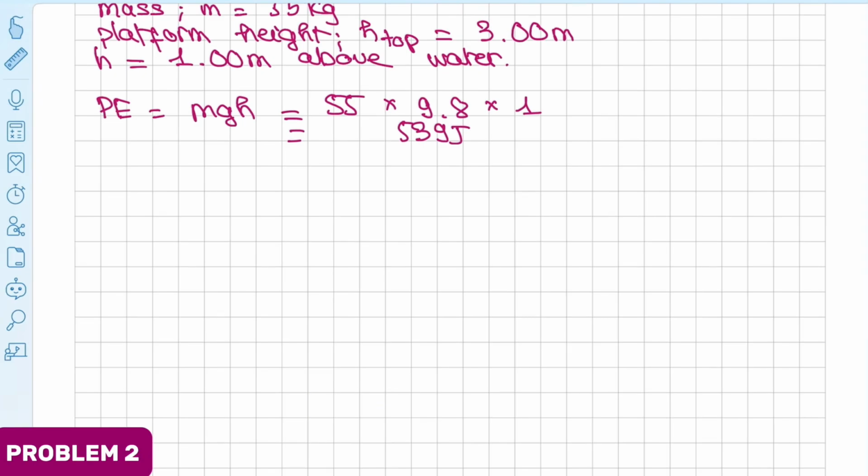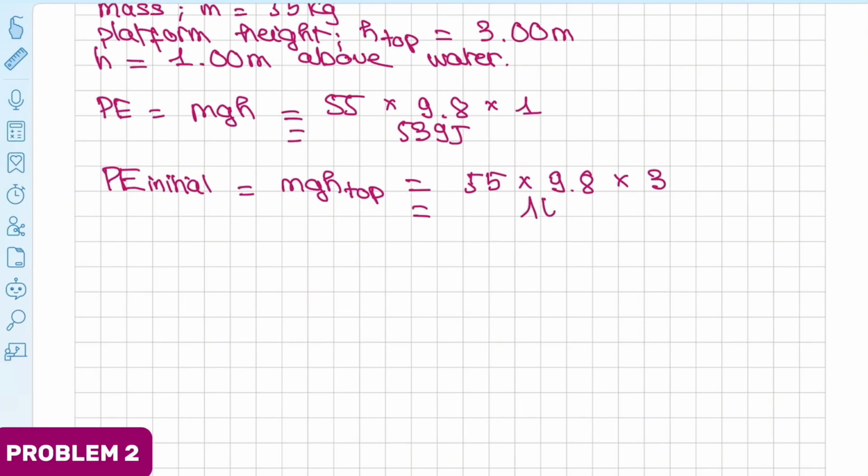539 joules. Next, we're going to find the total initial potential energy. PE initial will be equal to mgh, but this h is the platform height, so it's going to be h top. So mass is 55 multiplied with gravity 9.8 with the height of the platform 3, which gives us the result of 1617 joules.